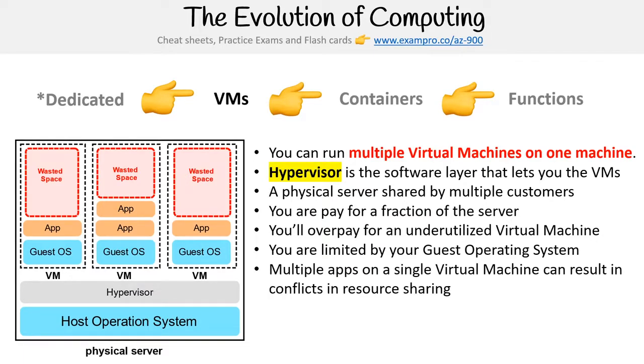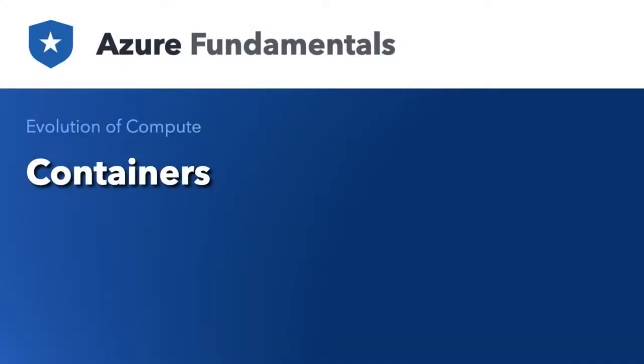If you want to run multiple apps on a single virtual machine, they can still result in conflict resource sharing. But now customers that are isolated from you aren't going to conflict with you. So if you had 3 apps, you could run them as 3 virtual machines, so you're not going to have that issue. But if they're on the same VM, you still have that issue. So there you go. That is virtual machines, and we'll move on to containers.